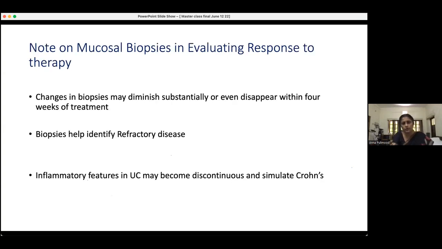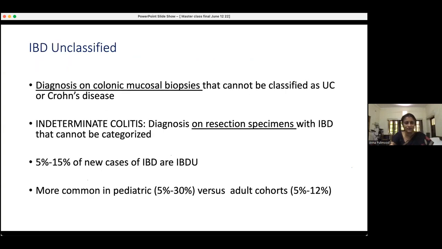So mucosal biopsies: the changes in the mucosa can disappear within a few weeks once you start treatment. But if it doesn't respond, then biopsies are useful to identify refractory disease. The problem is that after the treatment of UC, if you take a biopsy, the changes may begin to resemble Crohn's disease.